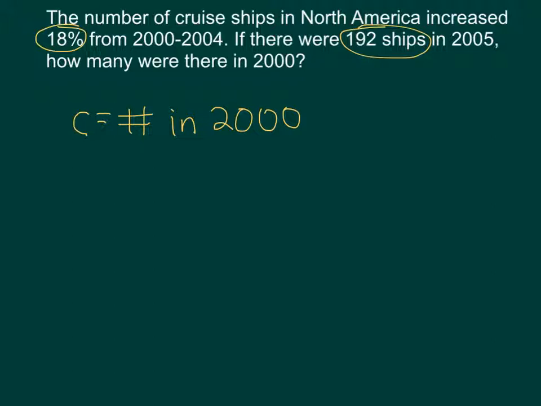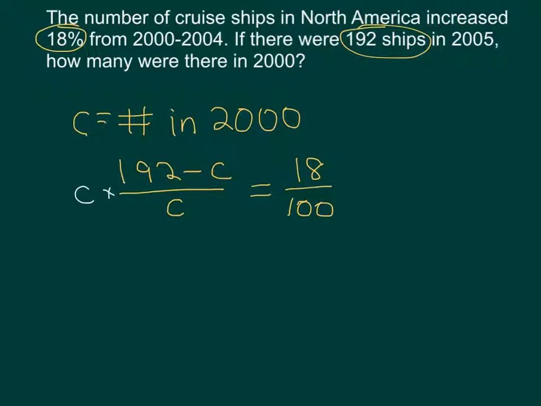And since 18% is a percent of increase, the number of cruise ships in 2000 is less than that in 2005. So we write our equation as 192 minus C, but then we also have to divide by C. And we're going to set that equal to our percent, which is 18 over 100. So now we begin solving, and we first want to multiply both sides by C and multiply by 100 to get rid of our fractions.